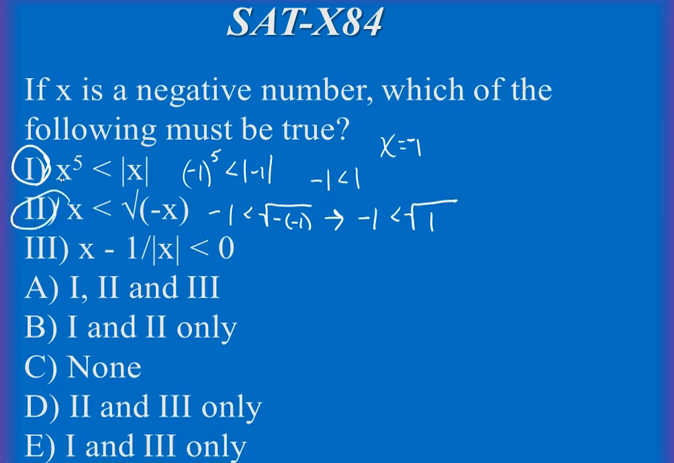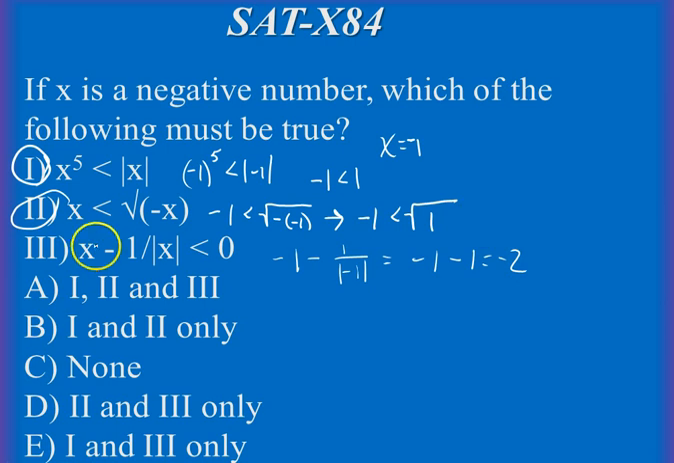And then the third case is a little tougher, maybe. X minus 1 over the absolute value of x. So we start with -1, and you're going to subtract 1 over the absolute value of -1. So that becomes -1 minus 1 over 1, which is 1, which is -2. Well, that's true. That's less than 0, but is that always going to be true?